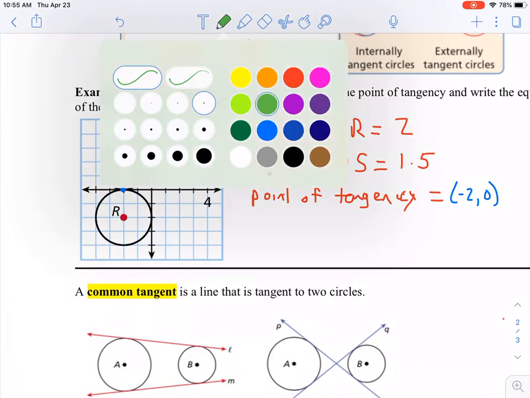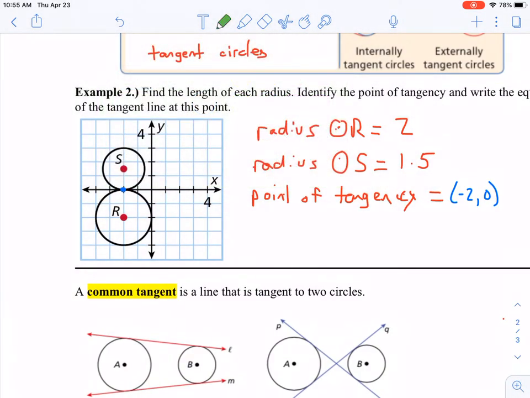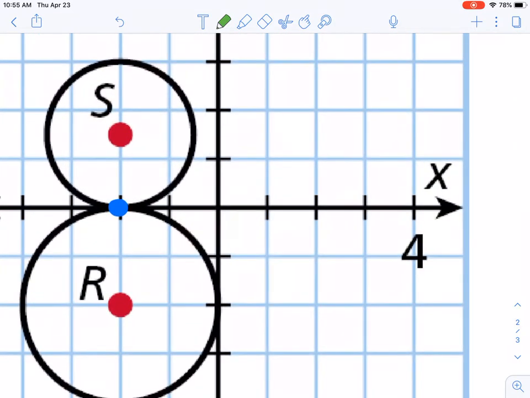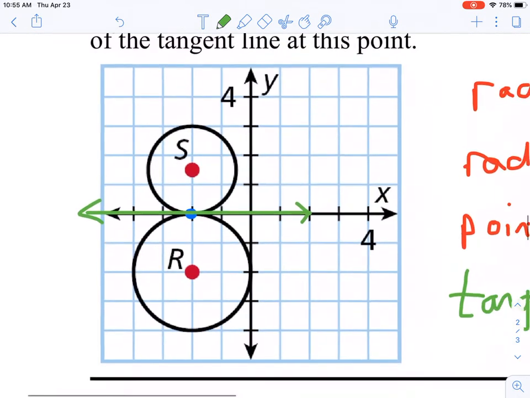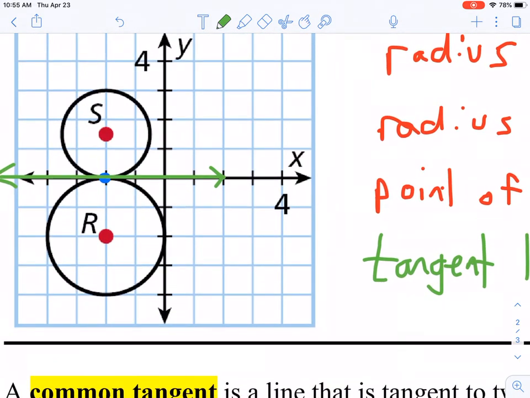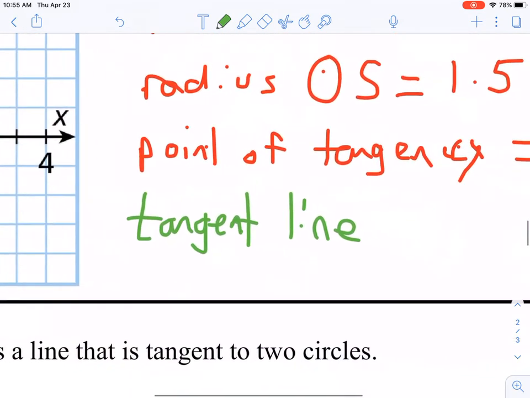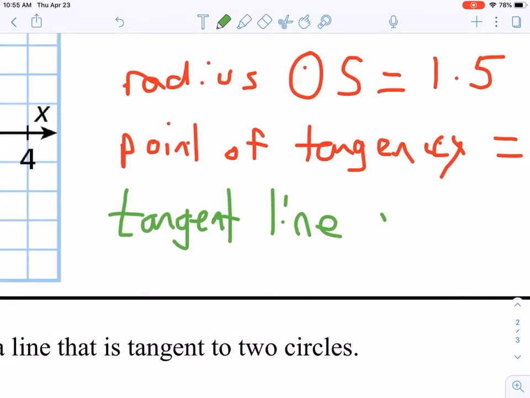Followed by asking for the equation for the tangent line. The tangent line is the line that intersects each circle at one point, and that would be this line right here. Simultaneously intersecting circle S at one point and circle R at one point, and the equation for that line is the horizontal line y = 0.